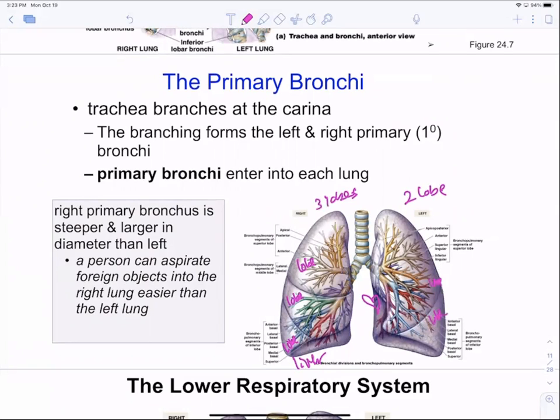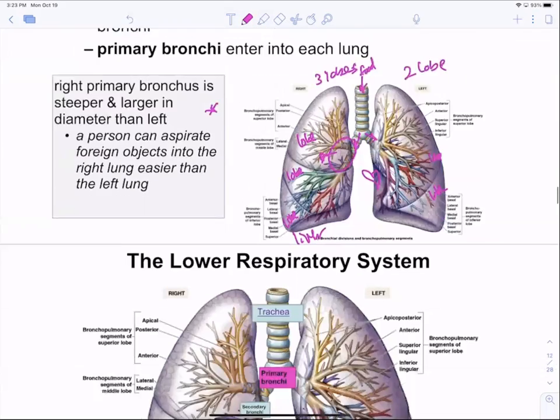So the right bronchus is steeper. You can see it has a steeper decline than the left side, and it's a little bit wider in diameter. So if you were to accidentally keep that glottis open, epiglottis open, excuse me, and food or something goes down the trachea instead of the esophagus, because you were talking and your epiglottis was open, it generally is going to go to the right lung because of that. So that is what this is showing you here.